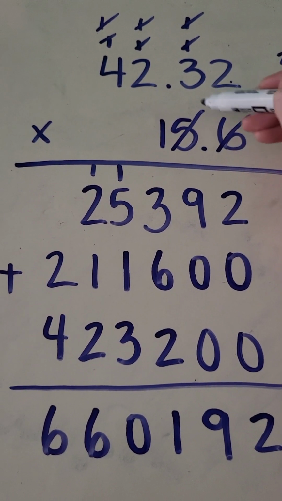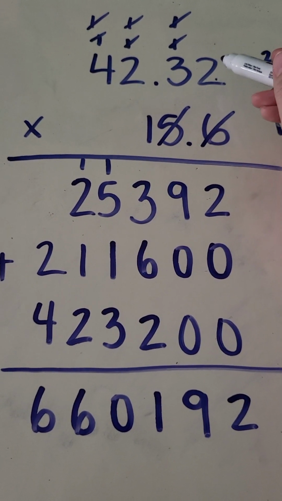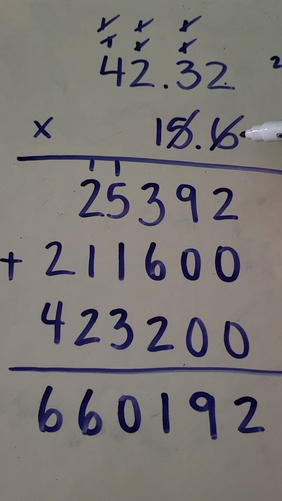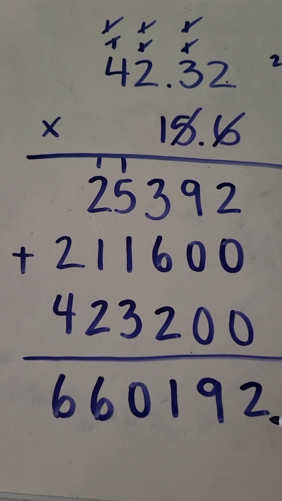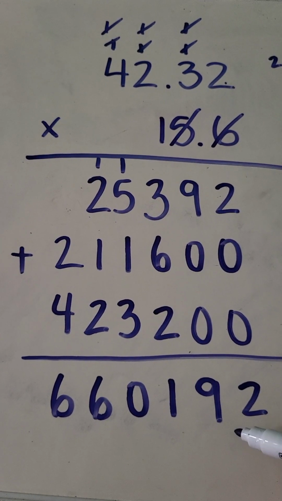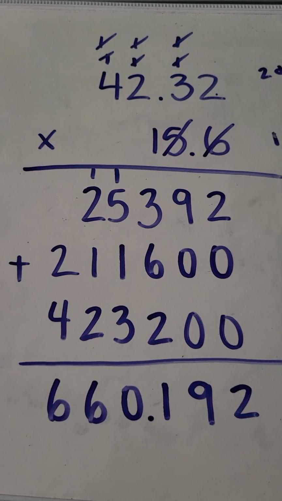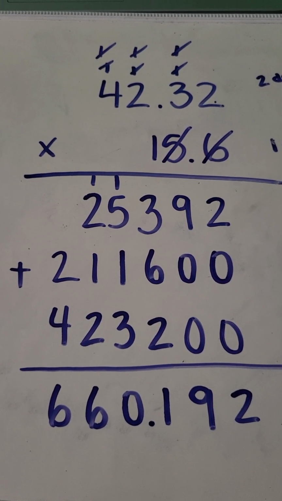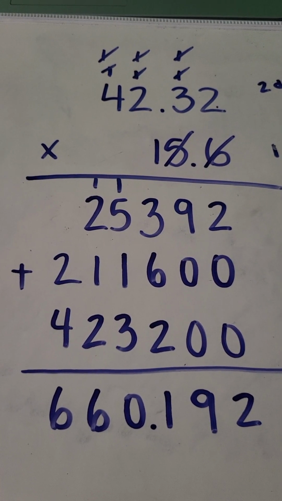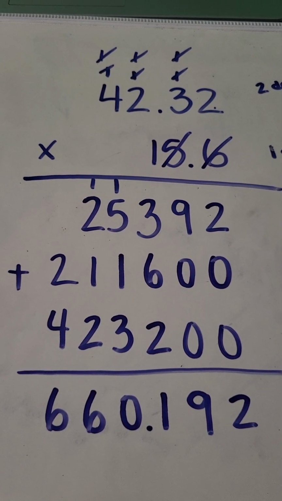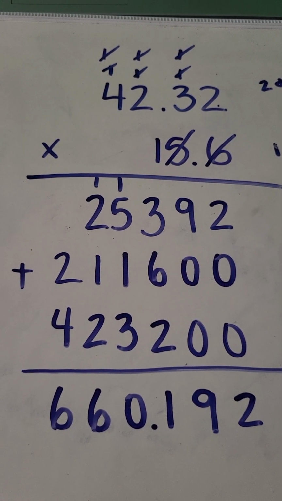So here, there are 2 decimal places. Here, there is 1. Well, if there's 2 here and 1 here, that makes for a total of 3. That must mean the answer has 3 decimal places. 1, 2, 3. There we go. So our answer to 42 and 32 hundredths times 15 and 6 tenths is 660 and 192 thousandths. And that's how you do multiplication of decimals.